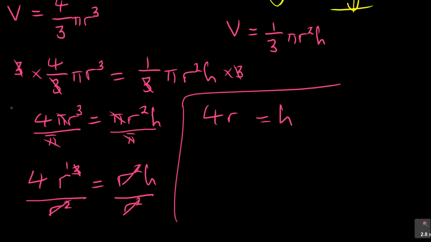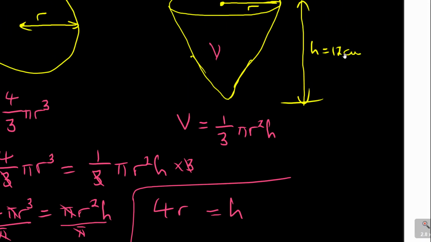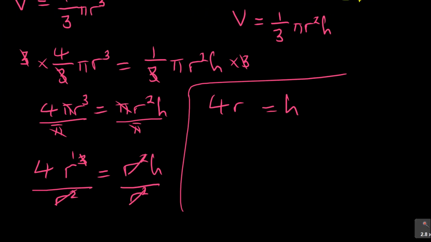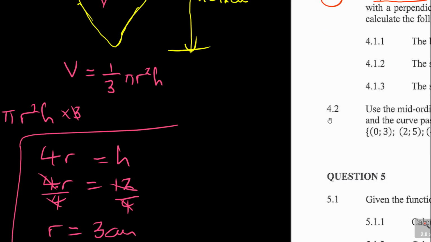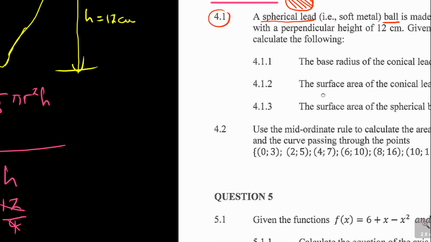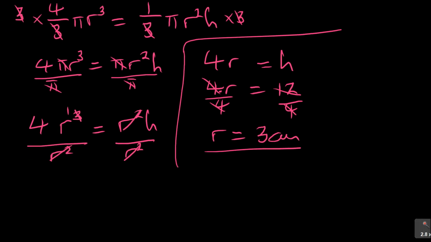Is equal to h. But I know my h is 12. So I can then move on to say 4r is equal to 12. Then how do we do it? Multiplication means divide by 4 on both sides. That is that. So r is equal to 12 over 4, which is 3 what? Centimeters. What was the question? Find the base radius of the conical flask. That r was the radius, so I've got the r is 3 centimeters.